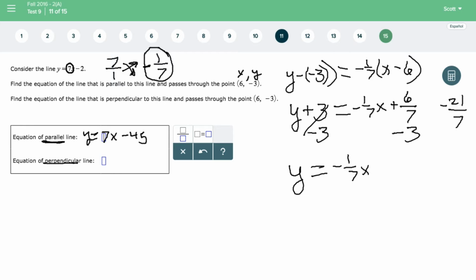6/7 minus 3 is 15 over 7. I should have been able to do that in my head, but it's early. So minus 15 over 7. So that's my perpendicular line. Y equals negative 1/7 x and minus 15 over 7.